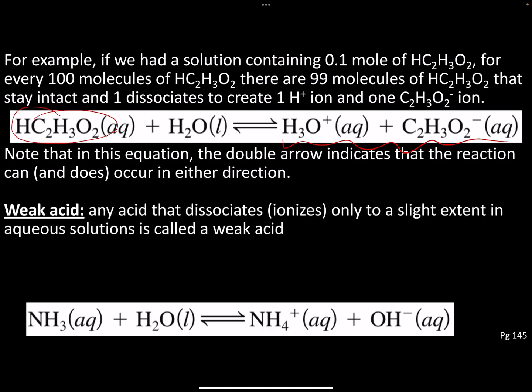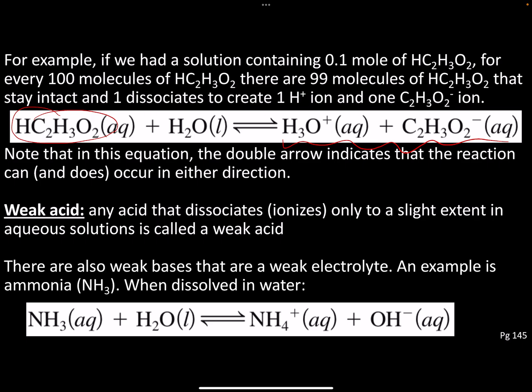So that's an example of a weak acid. Only some of the molecules dissociate. A weak acid is any acid that dissociates only to a slight extent in aqueous solutions. There are also weak bases that are weak electrolytes.